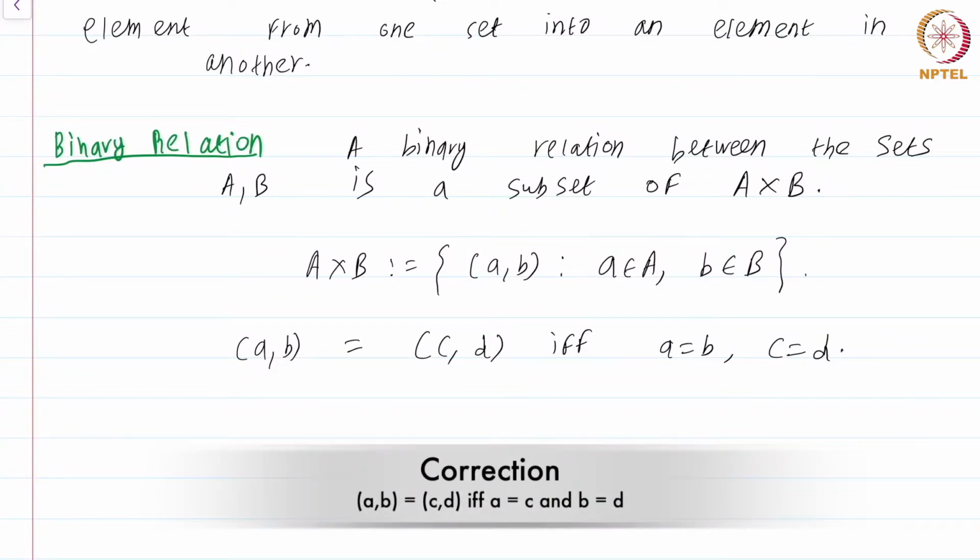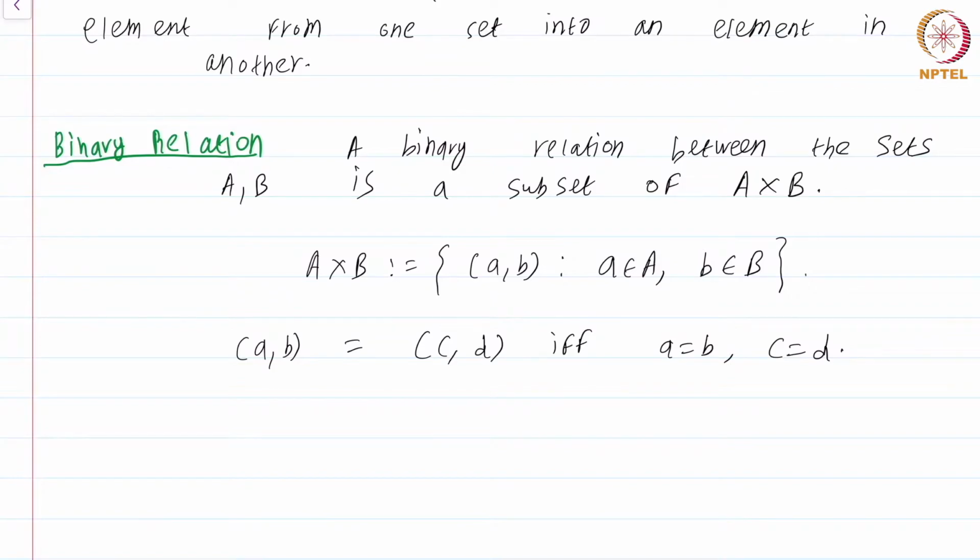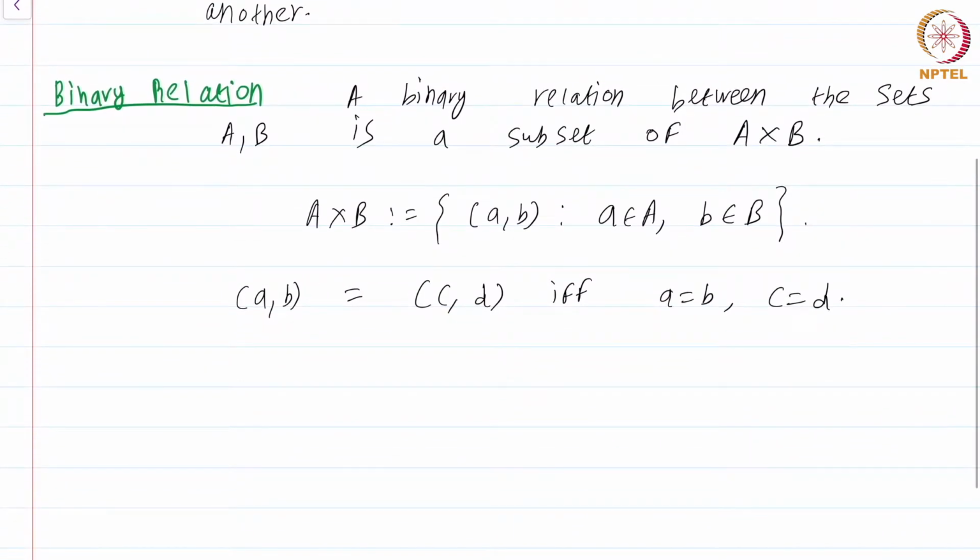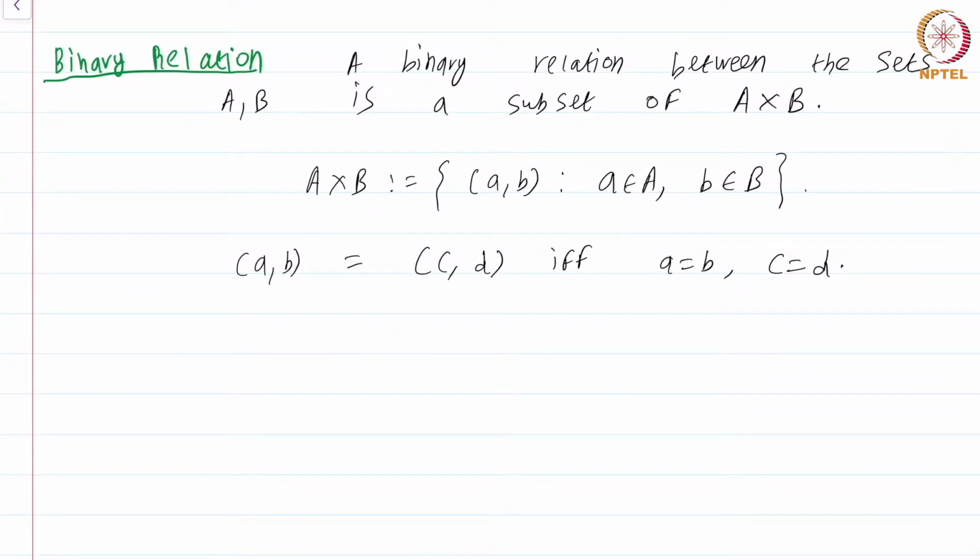A set, if you recall, has no ordering within it. There is no notion of first element or a second element. Whereas ordered pairs have the notion of a first coordinate and a second coordinate. Two ordered pairs are equal only if their corresponding first and second coordinates are also equal. So a binary relation between the sets A and B is just a subset of A cross B. What is a function?